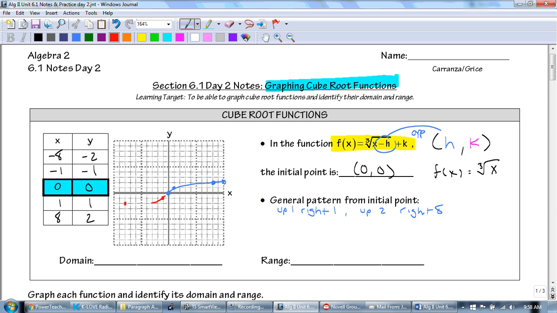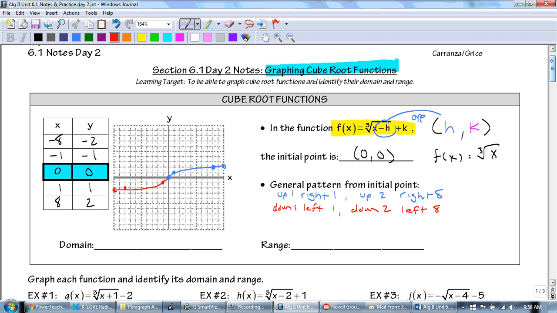Okay, so there are 2 parts of this pattern. Okay, so then I go down 1, left 1, down 2, left 8. So notice it's 1 and 1, 2 and 8 in both directions from the initial point. Now, my domain from left to right is -infinity to +infinity. And then my range from low to high is also -infinity to +infinity. Okay?